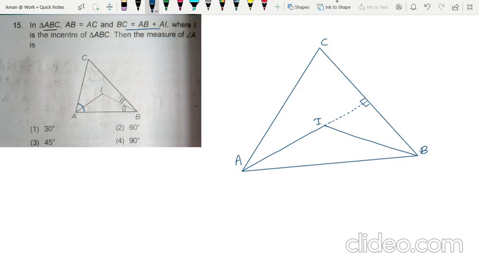That will be perpendicular. Why is it perpendicular? Because AB is equal to AC, that means angle B and angle C are equal, so triangle ABC is an isosceles triangle. In an isosceles triangle, the angle bisector and the altitude are the same, because triangle ADC and triangle ADB are congruent. So angle D is 90 degrees, AD is perpendicular to BC.